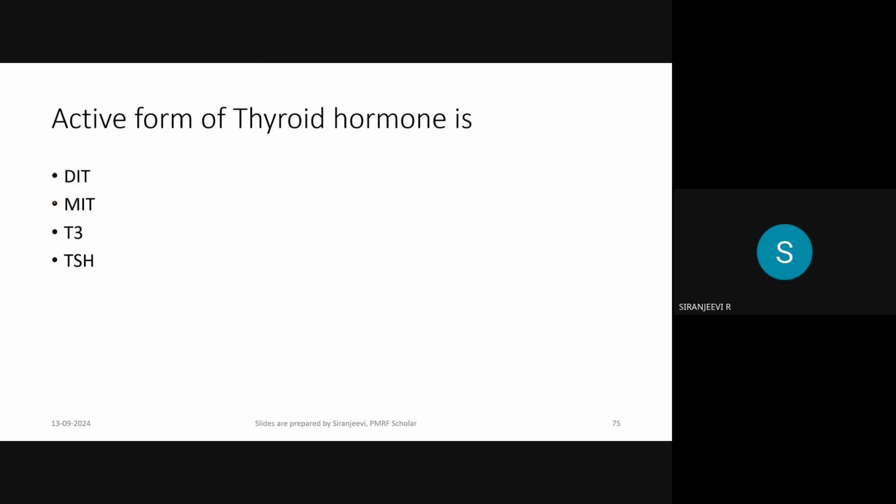The active form of thyroid hormone: diiodothyronine is not, and monoiodothyronine is also not. T3 is the correct option, because the thyroid hormones are T3 and T4, and T3 is the active form. And TSH is not synthesized from the thyroid; it is synthesized from the pituitary.